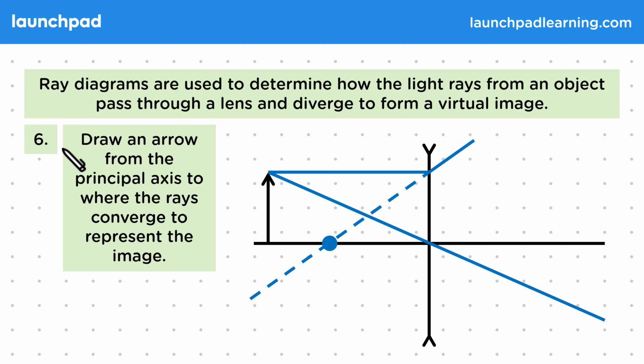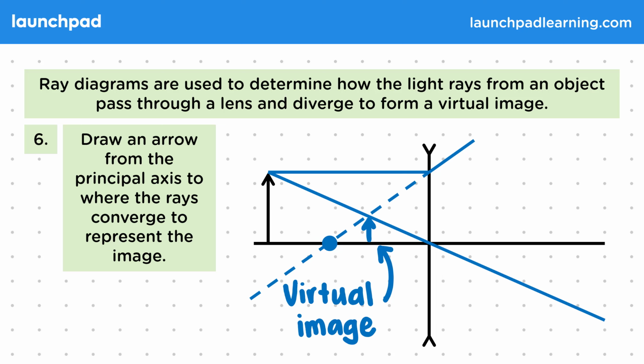And finally, step 6, draw an arrow from the principal axis to where the rays converge to represent the image. If we were to look into the lens from the other side, our brains would think that these rays from the top of the object would actually originate from this point here. So this is the top of our image, which we label as a virtual image.